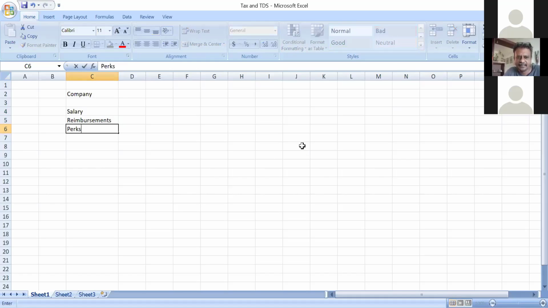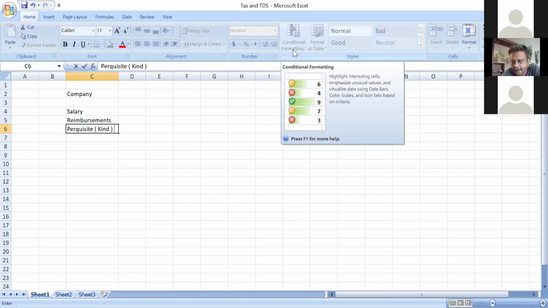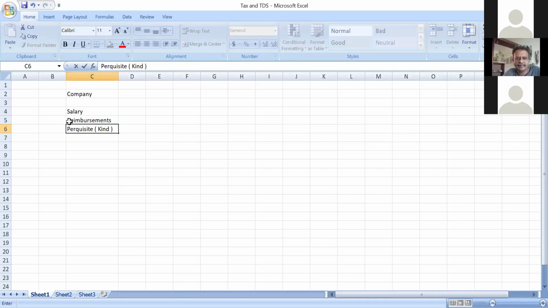For example, let's call them perquisites or perks. These are not cash but paid in kind. Be very careful, nowadays this is being taken very, very seriously. I didn't understand, perquisite, like what type of perquisite? I'll come to that, I'll explain this.